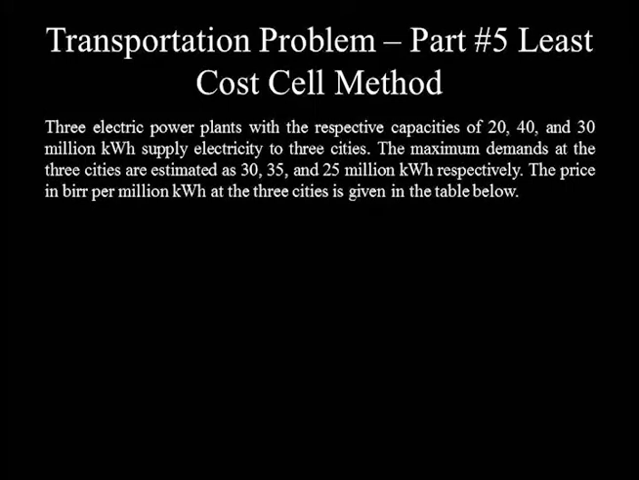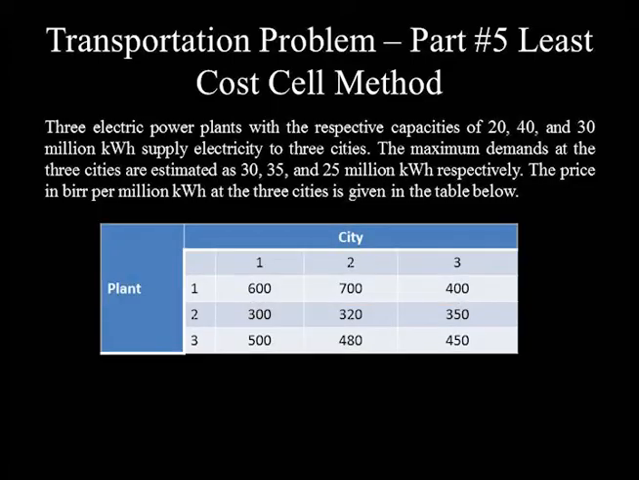Three electric power plants with the respective capacities of 20, 40, and 30 million kilowatt hours supply electricity to three cities. The maximum demands at the three cities are estimated as 30, 35, and 25 million kilowatt hours respectively. The price in birr per million kilowatt hour at the three cities is given in the table below. This is the cost matrix for the distribution of electricity from the three plants to the three cities.